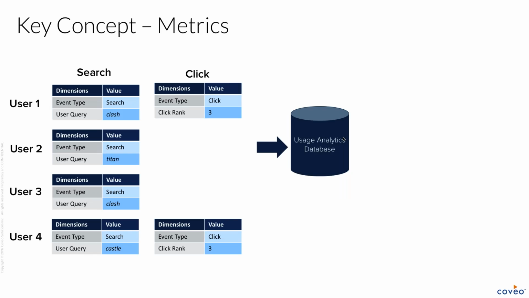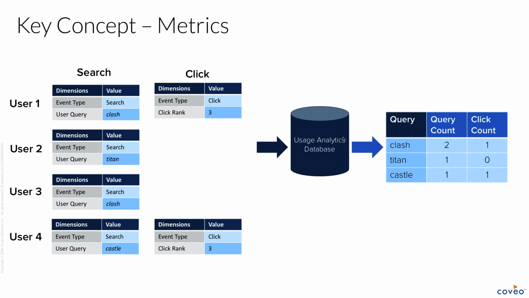Metrics are compiled by the Coveo platform. So let's say you have these 4 search events and 2 clicks. Once they go into the usage analytic database, the Coveo platform will compile them. For example, we see here that for the dimension query, there are 3 possible values. For a given day, there were only 3 queries made on our page: Clash, Titan, and Castle. If we look at the events on the left, we can see that Clash was made 2 times, by user 1 and user number 3. Titan was made 1 time by user number 2, and Castle was made once by user number 4.